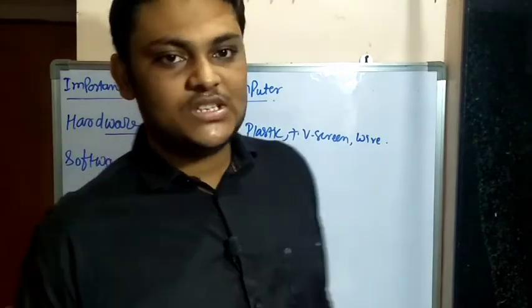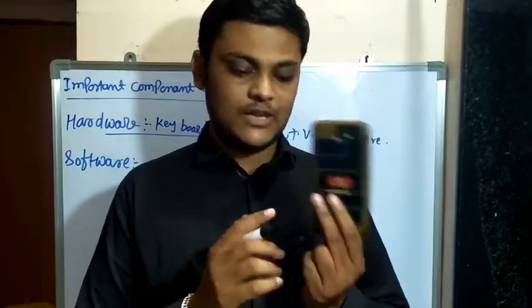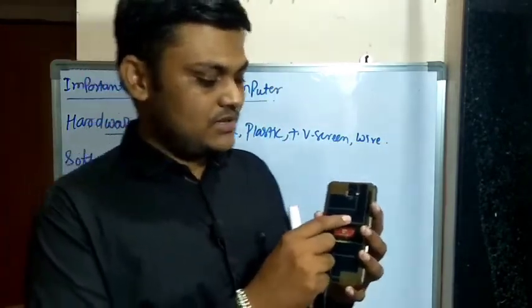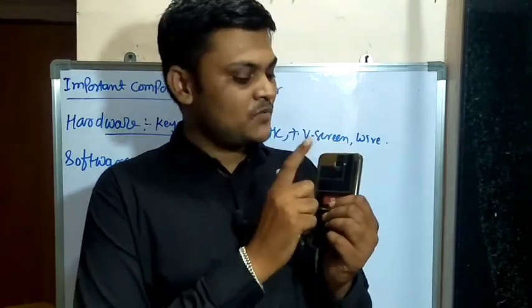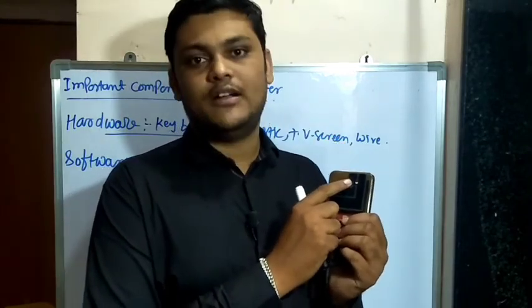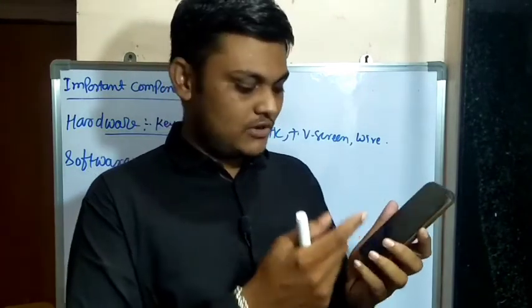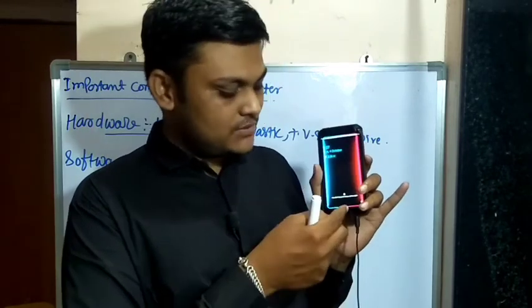For example, see this, students. Now you are able to see this mobile phone. Okay, now here I have these components. First, the inbuilt camera is there, so this camera is hardware. Flashlight is hardware, screen is hardware. Okay, buttons, these kinds of buttons are again hardware.